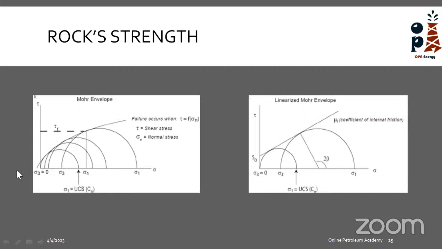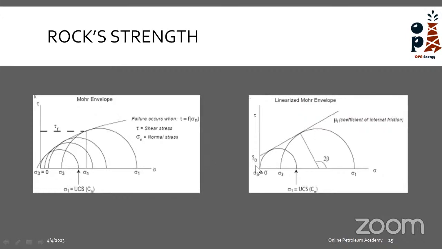By having different circles at different conditions, at different sigma 3 confining stress, you can measure your sigma 1, okay? By drawing an envelope that is tangent to the different half circles, we get what we call a Mohr-Coulomb envelope. Okay. Below it, the rock is safe and can handle the stress. Above it, the rock will fail.